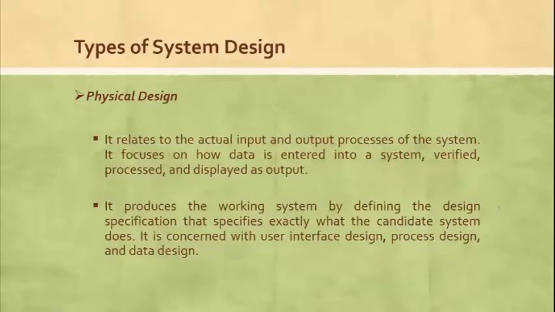Next, we have the physical design. It relates to the actual input and output processes of the system. It focuses on how data is entered into a system, verified, processed, and displayed as output. It produces the working system by defining the system specification that specifies exactly what the candidate system does. It is concerned with user interface design, process design, and data design.